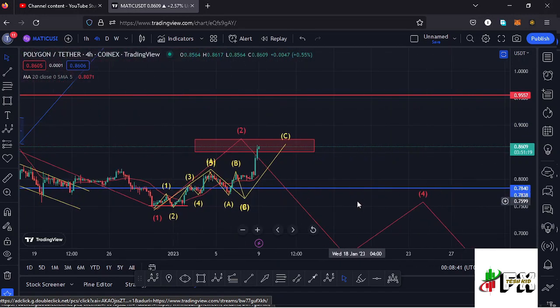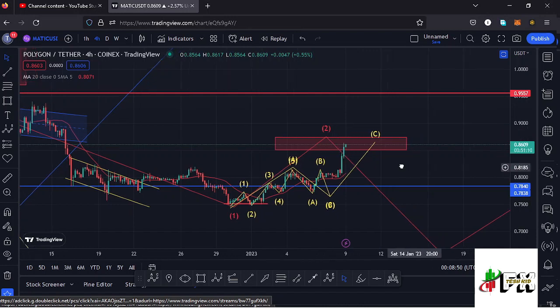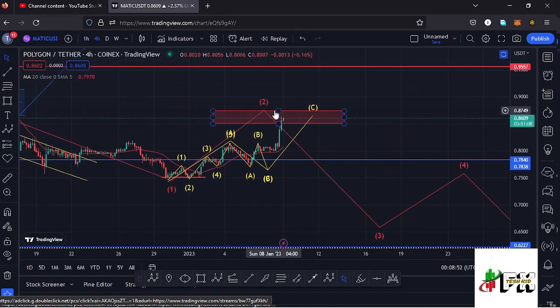And if I zoom in so that you can see that better, you can see we have managed to get into that target area, and I'm expecting Polygon Matic to fully maximize that target area before we see another 5-wave structure to the lower side in the formation of this wave 3 to the lower side.